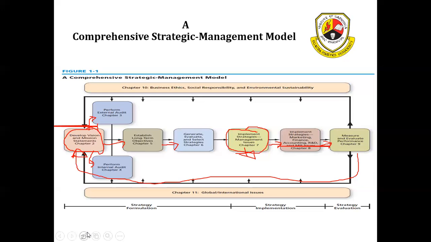Any questions so far? Again, this is about strategy in general, but it applies. We shall look at it again when we come to ICT strategy. Do we have any questions so far?